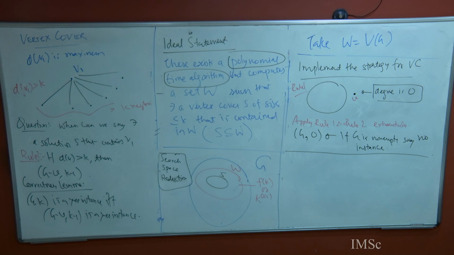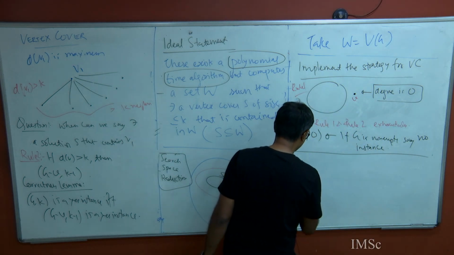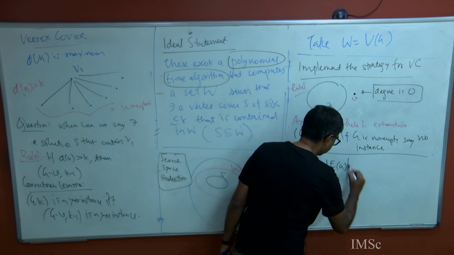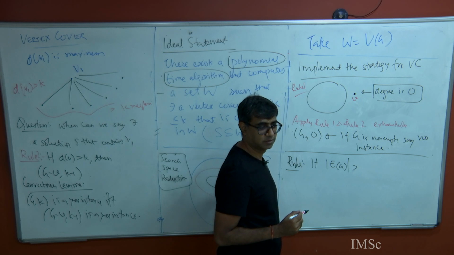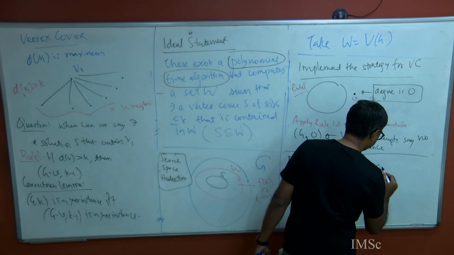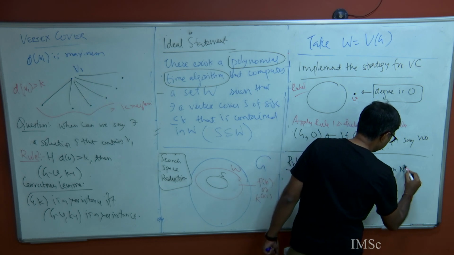But what happened, right? Now, what should be another rule? Can I say this? If the number of edges is greater than how much? K square, then what should I say? Return? Is this fine?